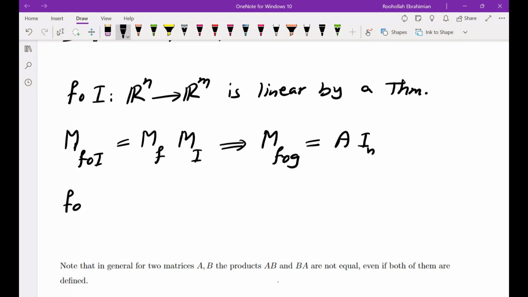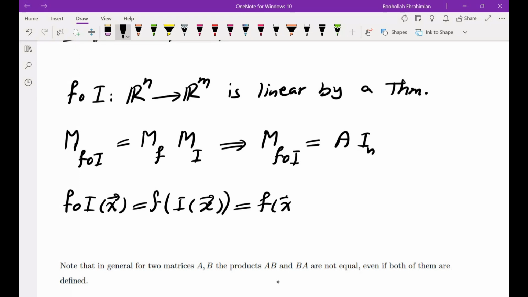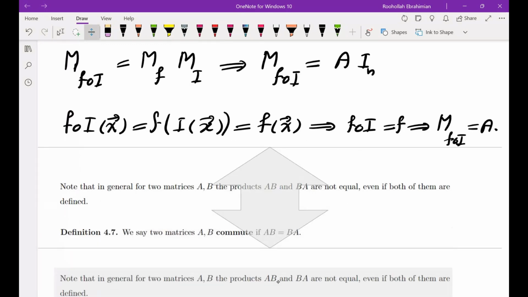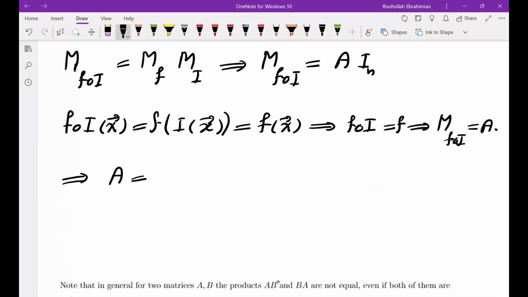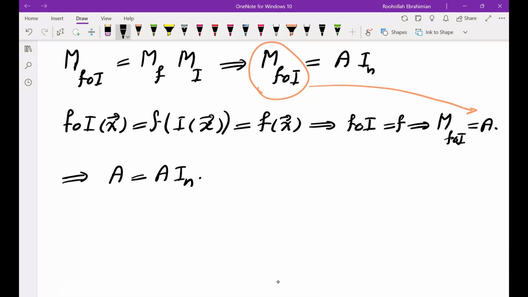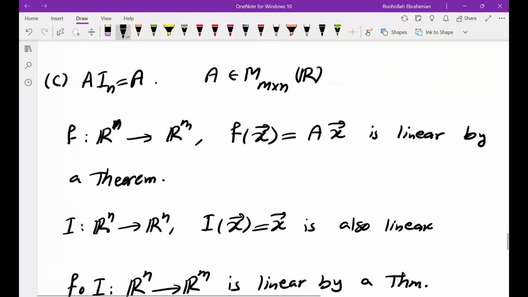Now if you look at f∘I, f∘I and f are the same. f∘I of x is the same as f of I of x. I of x and x are the same. So this is f of x, which means f∘I and f are the same, which means the matrix of f∘I is the same as A, which means A is in fact equal to A times In. So this side is exactly A. So this follows from the main property that we proved, that the matrix of a composition is the product of matrices.